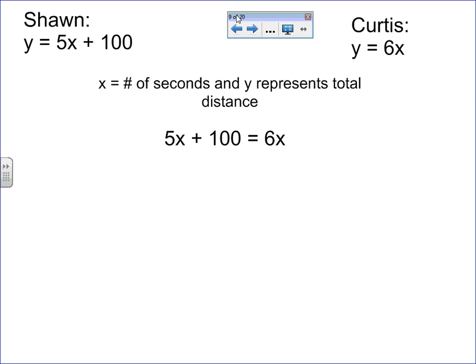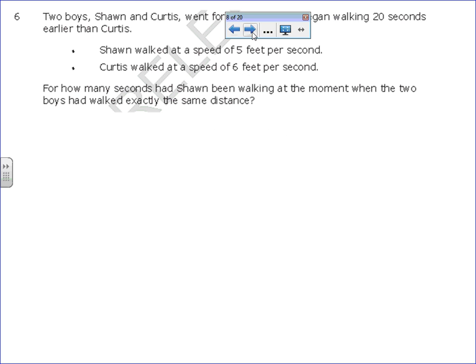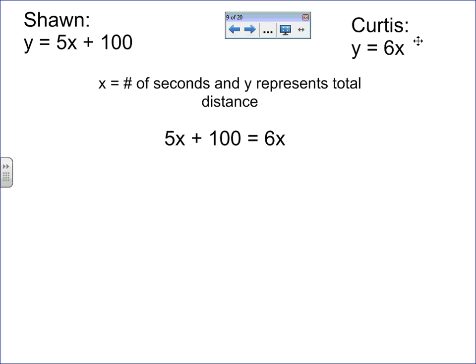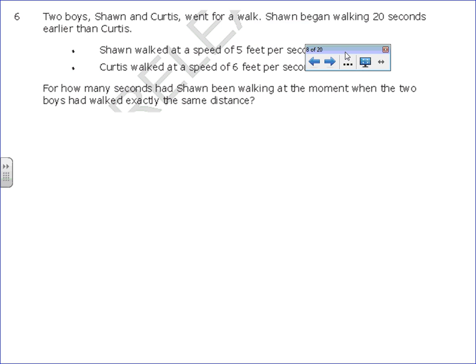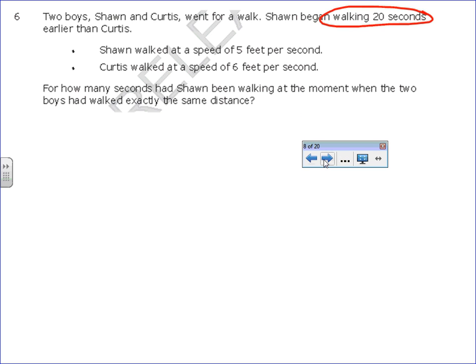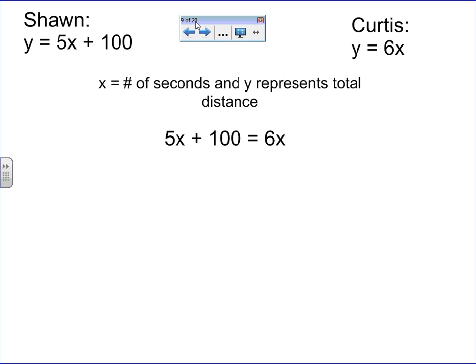This is going to be your equation for Sean, and let me explain why. X represents the number of seconds, and Y represents my total distance. Why? Because it said that he's going 5 feet per second. Okay, so 5 feet per second, 6 feet per second. The other thing that's really important is what? They said that Sean began walking 20 seconds earlier. So 20 seconds at 5 feet per second is what? 100. Okay, that's where 100 comes from.